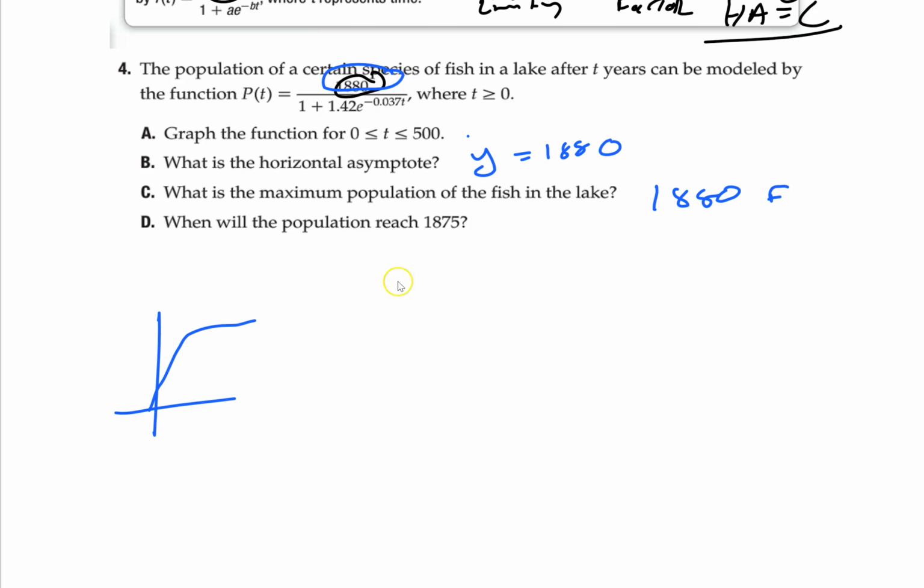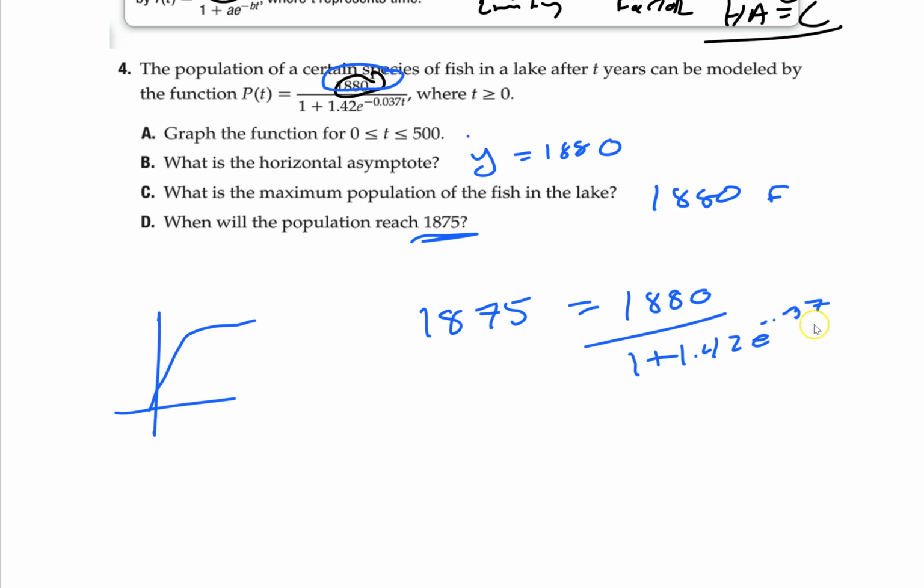Well, there's actually two ways to do this. One way is, well, let's set equals to that. 1875, I should set 1875 equals 1880 over 1 plus 1.42 e to the negative 0.37 something. Then I gotta solve this. Multiply both sides, blah, blah, blah. That takes forever. Let's do it with our calculator.